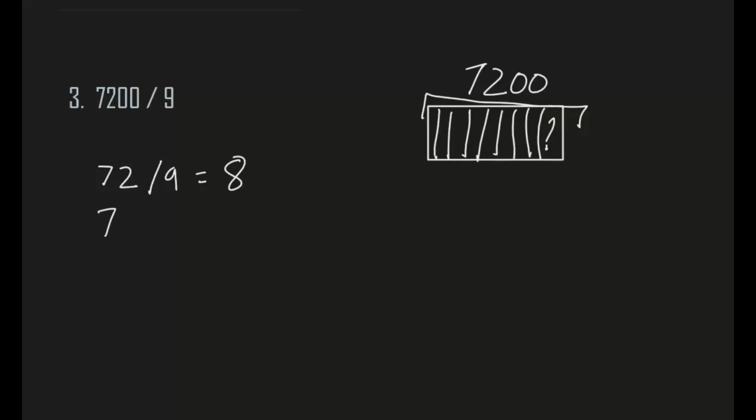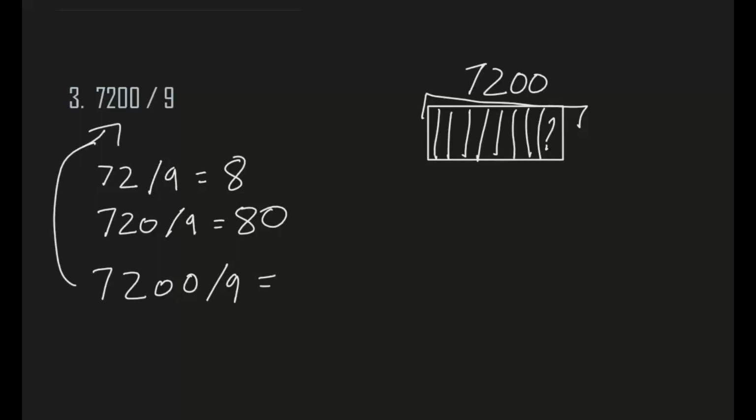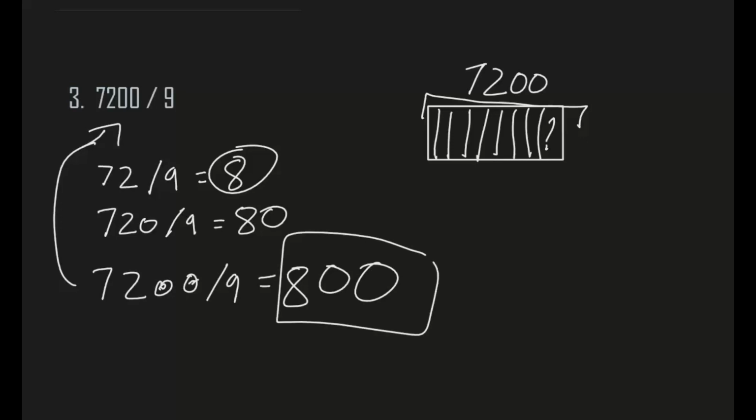Now let's continue the pattern. 720 divided by 9. What would that be? 80. Now let's continue the pattern. 7,200 divided by 9. This is our actual problem up there. So add 8 because that's our first one. And now we have 2 zeros here. Let's add them. 1, 2. So our answer is 800.